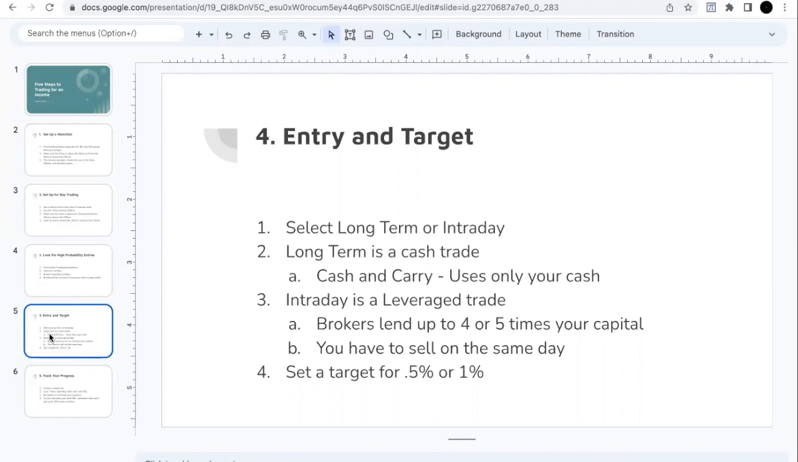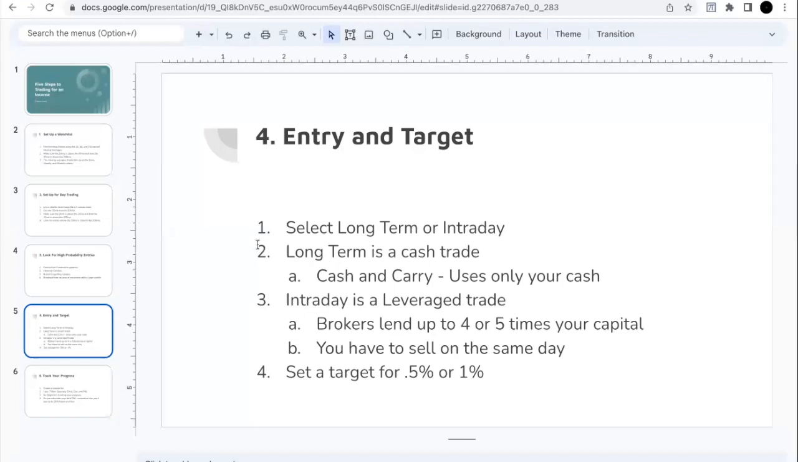And then also you have to sell on the same day. You're required to do that. Now, so many minutes before the market closes, they will do something called a square off. That means they will sell it off, whatever price it is at, if you don't sell it. That's for intraday.